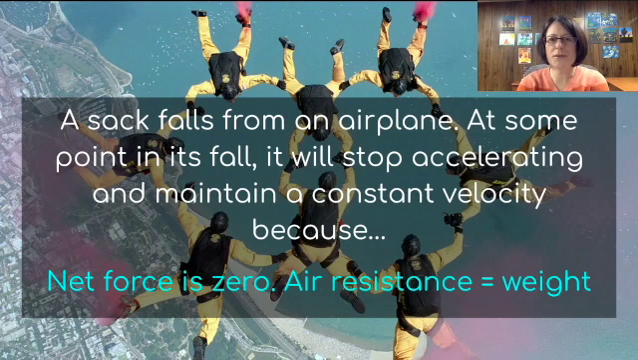That brings us to examples of things falling through the air. Let's say a sack falls from an airplane. At some point in its fall, it will stop accelerating and maintain a constant velocity, and this is called terminal velocity. The net force is zero, the air resistance equals the weight.